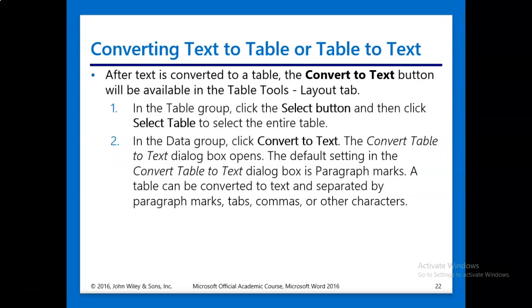After text is converted to a table, the Convert to Text button will be available in the Table Tools Layout tab. In the Table group, you will select the Select button and then click Select Table to select the entire table. And then in the Data group, click Convert to Text. The Convert Table to Text dialog box opens. The default setting in the Convert Table to Text dialog box is paragraph marks. A table can be converted to text and separated by paragraph marks, tabs, commas, or other characters.